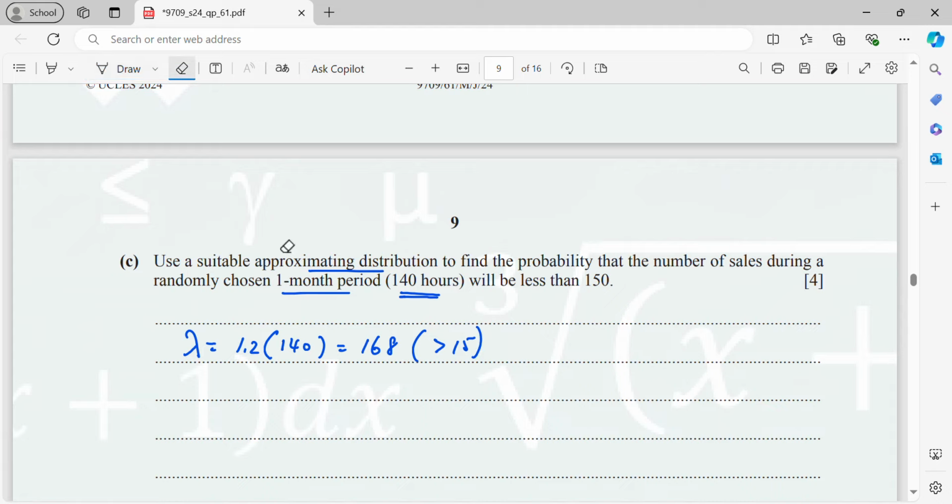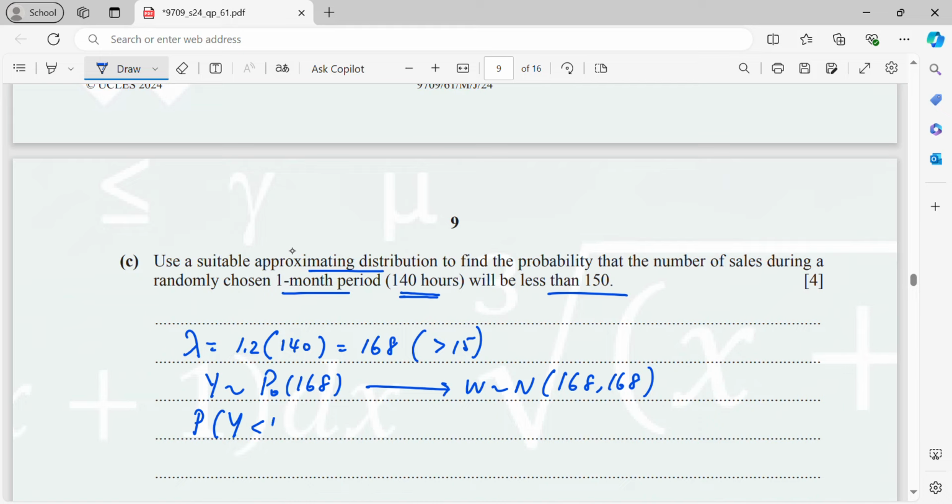So I will write the original distribution first. Let it be Y, because Y is for 140 hours. Now it will be approximated to normal because lambda is greater than 15. So the mean and variance for the normal are both lambda, which is 168. Now you need to get less than 150, so P(Y less than 150).